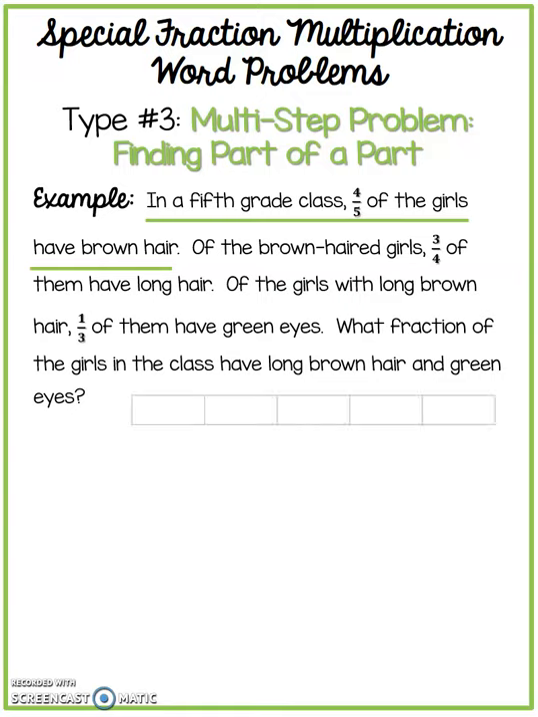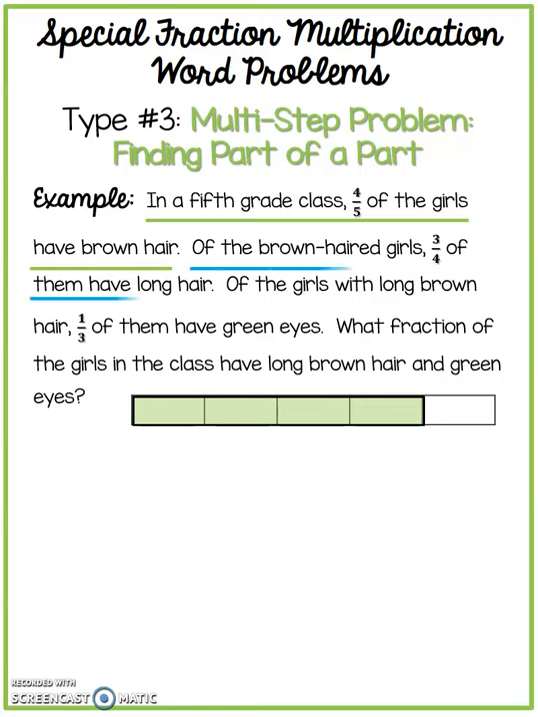So I'm going to imagine the class as a large rectangle bar with 5 separate equal size sections. And I know 4/5 of the girls have brown hair. So I'll shade in 4 of those sections to show the part or the fraction of the class that has brown hair. Now the next sentence says, of the brown-haired girls, 3/4 of them have long hair.